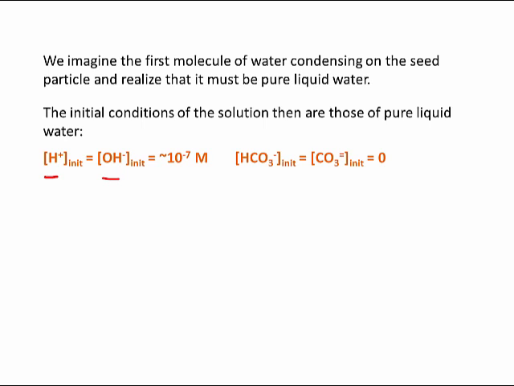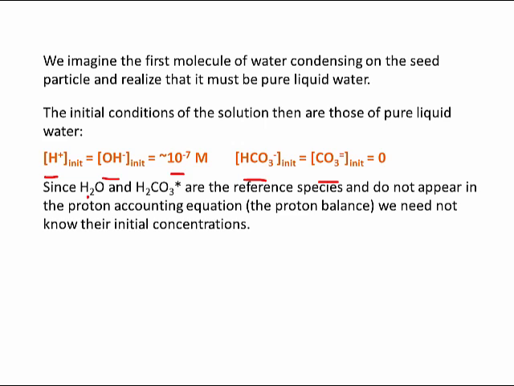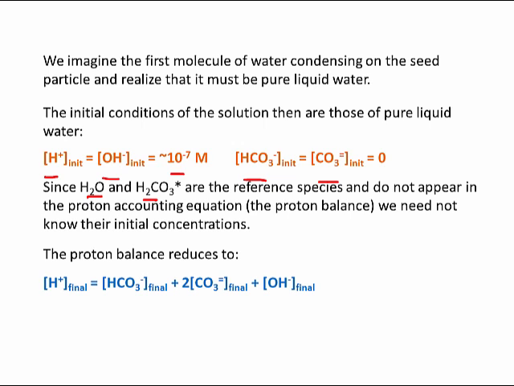Hydrogen ion and hydroxide ion concentrations are equal at approximately 10 to the minus 7th molar, depending upon the temperature. There is no bicarbonate and no carbonate present in that initial molecule of water. Since water and carbonic acid are the reference species, and they don't appear in the proton balance, we do not need to know their initial concentrations. The proton balance then reduces to: the final hydrogen ion concentration equals the final bicarbonate concentration plus twice the final carbonate concentration plus the final hydroxide concentration.